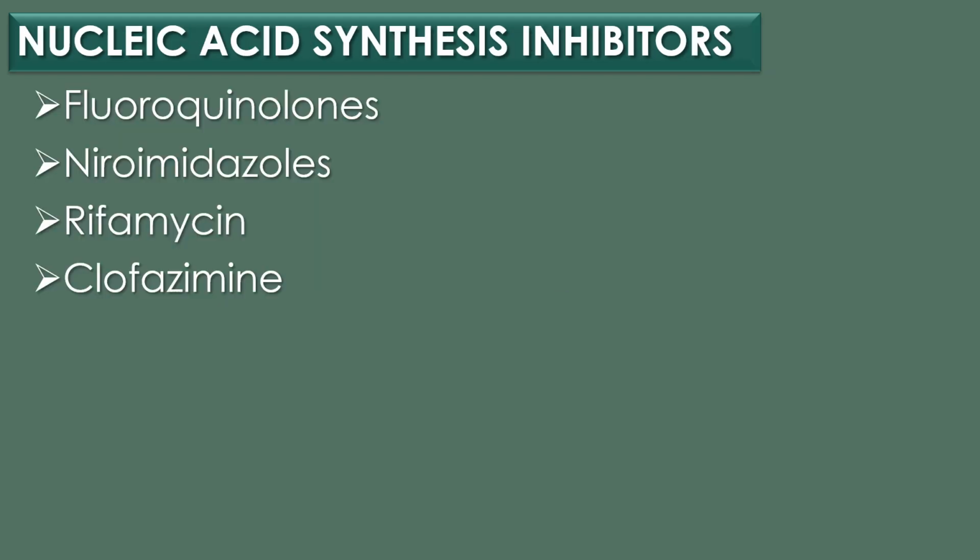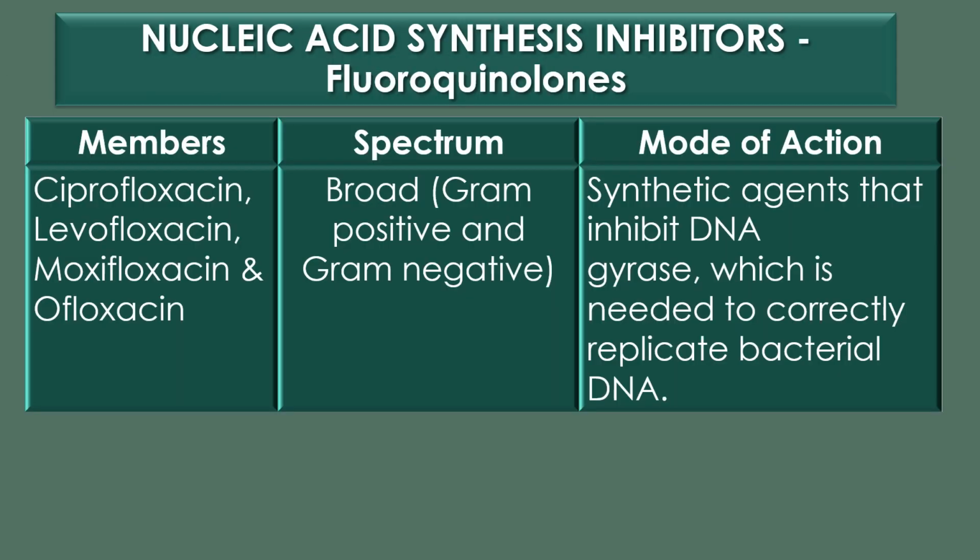The third category of antibiotic classification is nucleic acid synthesis inhibitors. Under this category, 4 groups of antibiotics are present. They are fluoroquinolones, nitroimidazoles, rifamycin, and clofazimine. The first antibiotic group of the nucleic acid synthesis inhibitor category is fluoroquinolones.